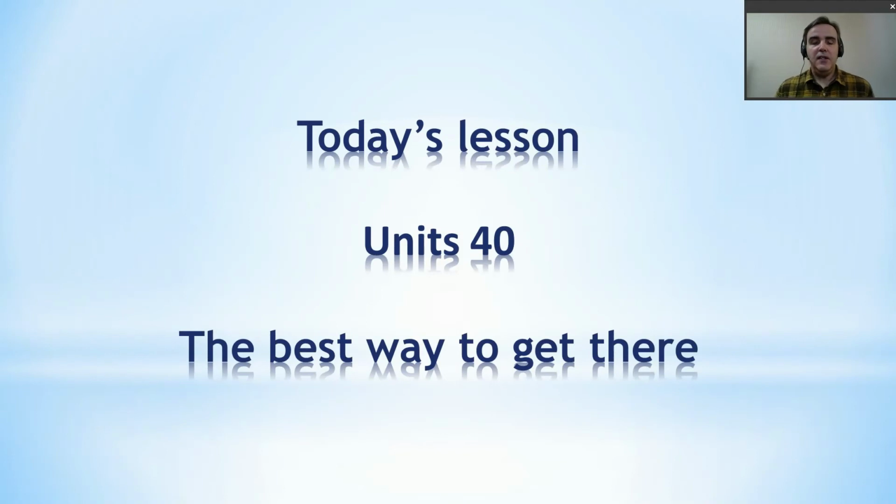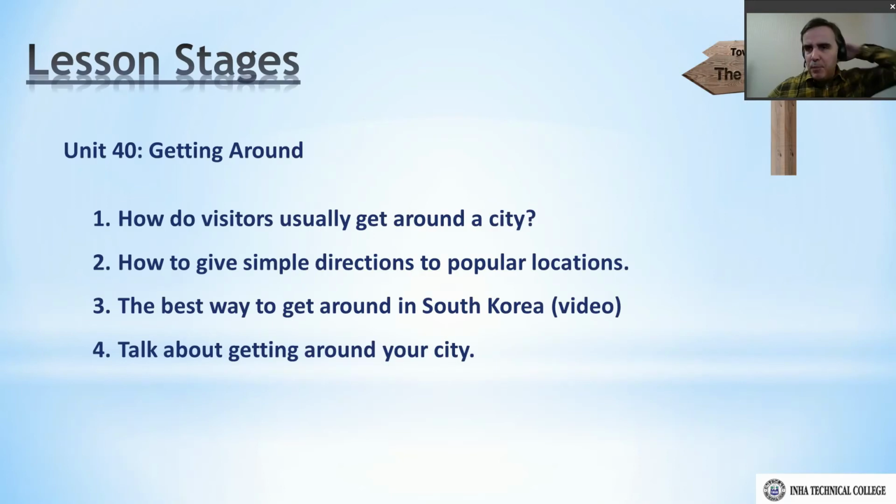Let's get started. The unit is titled The Best Way to Get There. So sometimes when we travel to a new city, it can be kind of difficult. We don't know where places are. We don't know how to get around. So we're going to look at ways to do that.